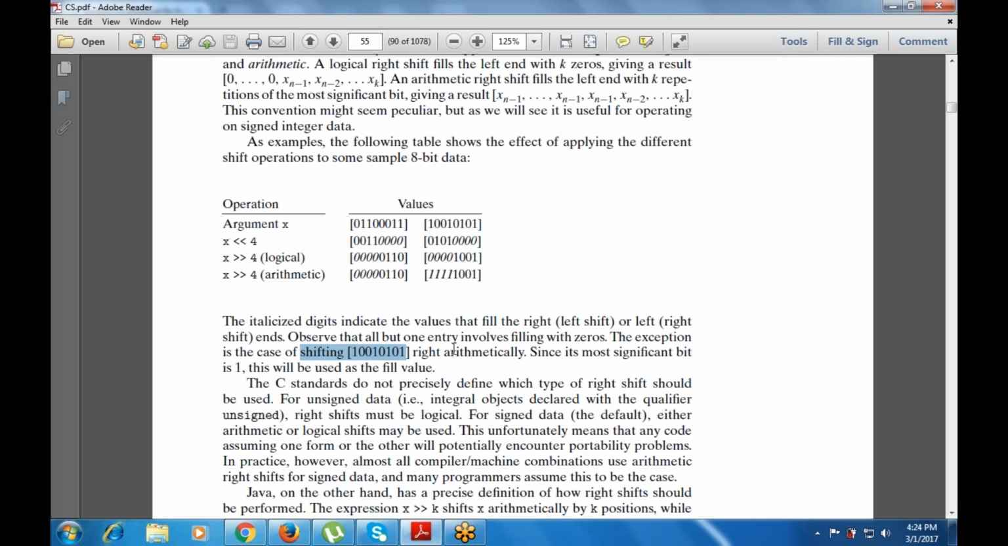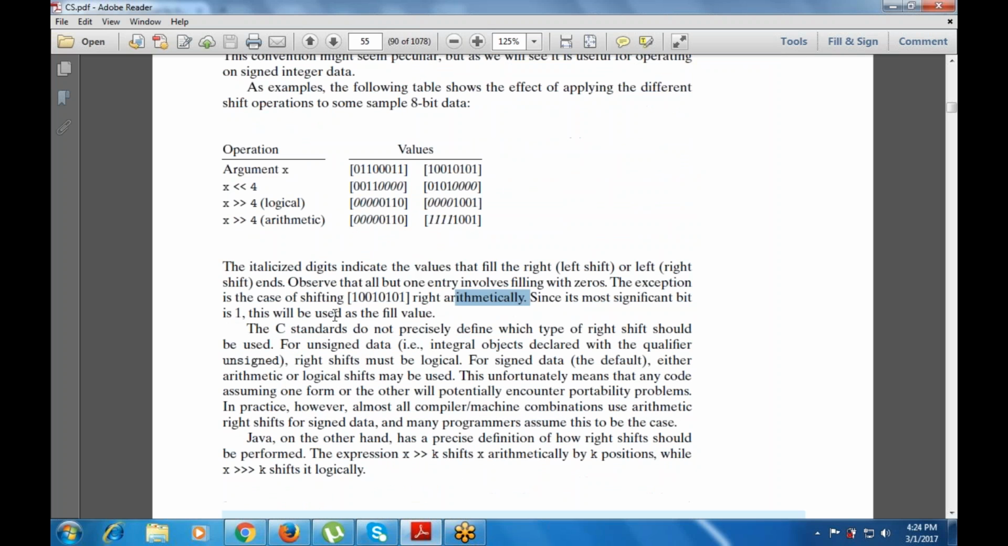This is used for the right shift arithmetic operators. The C standard does not precisely define which kind of right shift should be used for signed data. For unsigned data, the right shift must be a logical shift. Either arithmetic or logical shift may be used for signed data, and in practice almost all machines use arithmetic shifts.